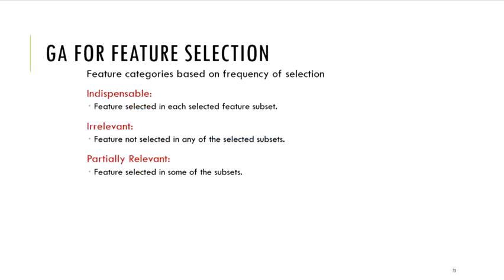We can also categorize our features based on which of these are indispensable, which are completely irrelevant, and which are partially relevant. So F14 and F15 were completely indispensable. You cannot leave these out. Features number 1 and 2 were completely irrelevant. You can drop them any time, and whatever was in between them is considered partially relevant. It is contributing to your solution, but not as much as the indispensable ones.